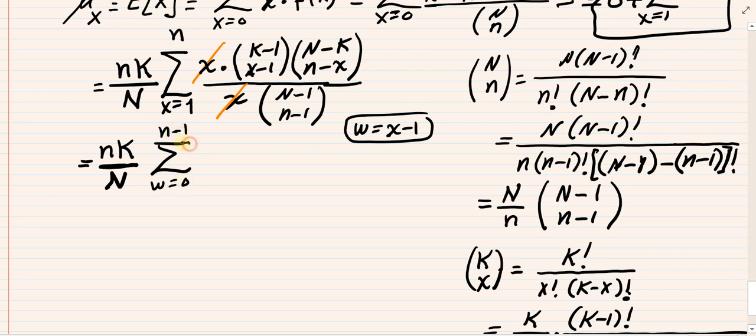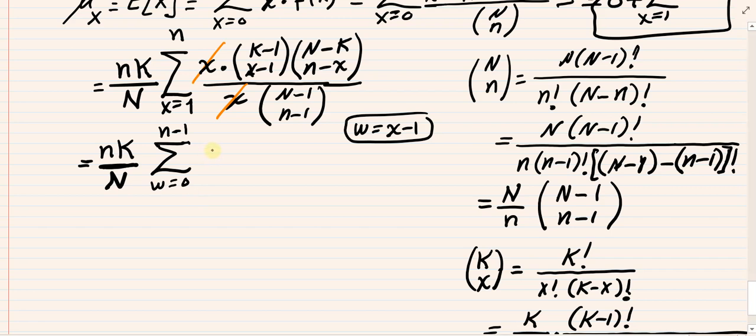And all I've done here is I shifted my series, right? It starts from 1 and goes to n. There are n terms in this series. So if you go from 0 to n minus 1, there are still n terms in this series. So I'm just shifting them, right? Using this new variable.